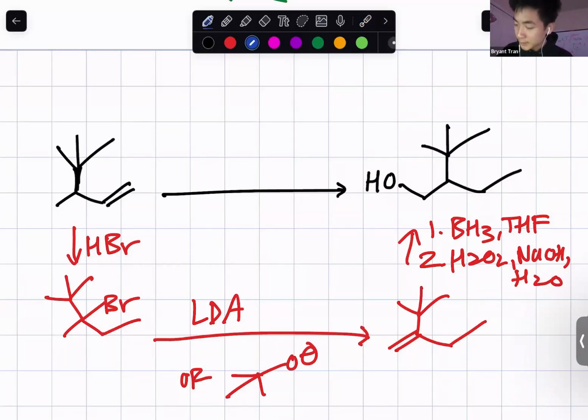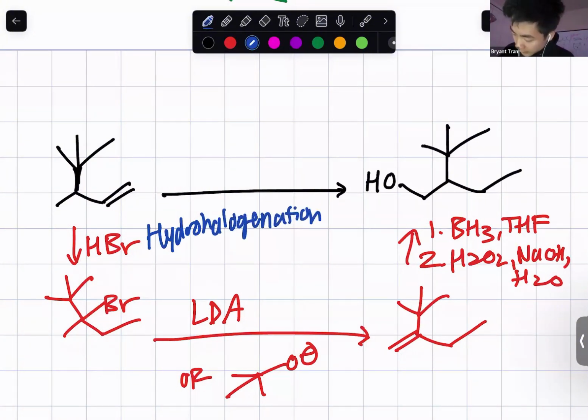So the three reactions we did here were hydrohalogenation, E2 Hofmann, then hydroboration oxidation.